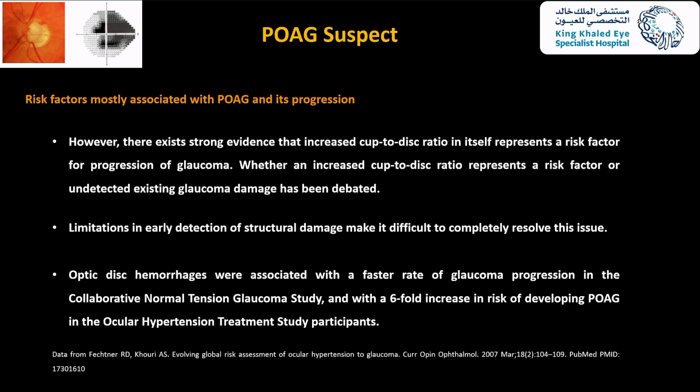Optic disc hemorrhage is also one of the risk factors and is usually associated with a faster rate of glaucoma progression. This is mainly from the collaborative normal tension glaucoma study, and it carries a higher risk, a sixfold increase in developing primary open angle glaucoma, in the ocular hypertension study patients.